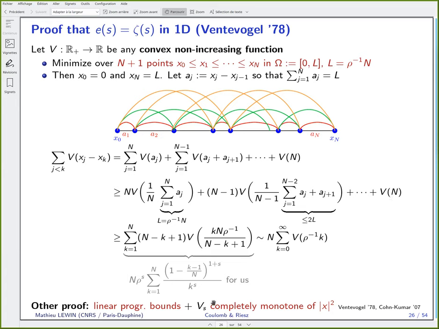So let me mention that there is a different proof, which is due to Cohn and Kumar, although one can also trace it back to Van der Waerden, which uses what's called linear programming bounds. And it doesn't use at all the fact that V is convex in the distance, but rather that V is completely monotone in the distance squared. So there are non-convex functions like Gaussians, which are completely monotone of x squared. So it's a slightly different proof. And it is this approach, this different proof, which could be generalized to dimensions 8 and 24.